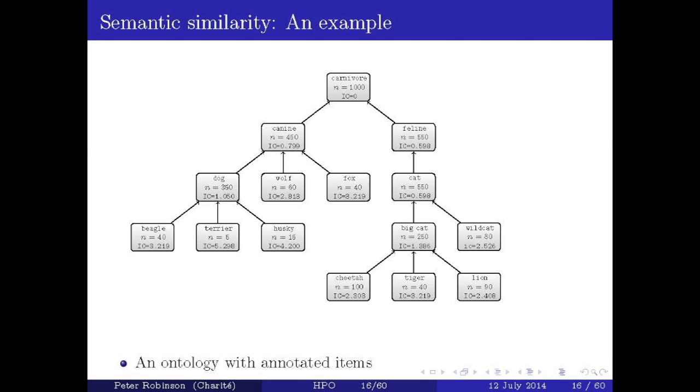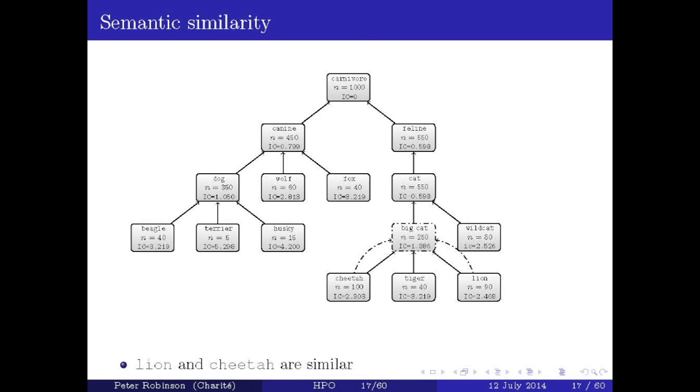So for dog, it inherits these annotations 40 plus 5 plus 15 or 60, and there are, let's say, another 290 annotations to dog. But because this is inheriting annotations, this is always less specific than the children, so the information content always gets less and less the higher up we go. That's important. Anyway, how similar are cheetah and lion for an ontologist?